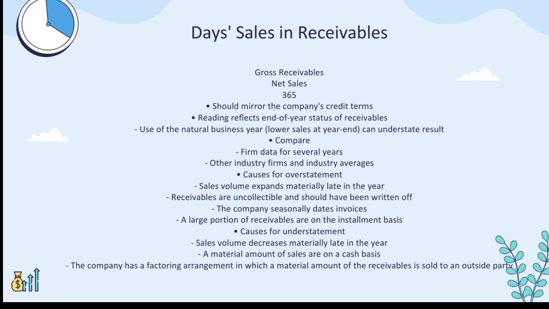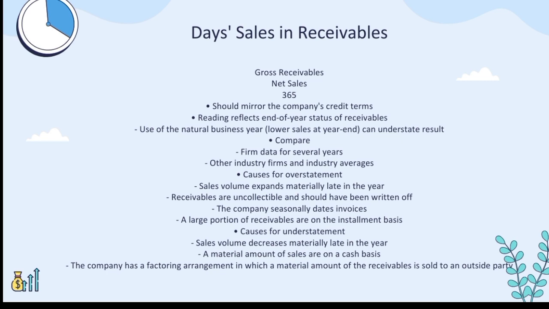Causes of overstatement: sales volume expands materially late in the year; receivables are uncollectible and should be written off; the company seasonally dates invoices; a large portion of receivables are on an installment basis.